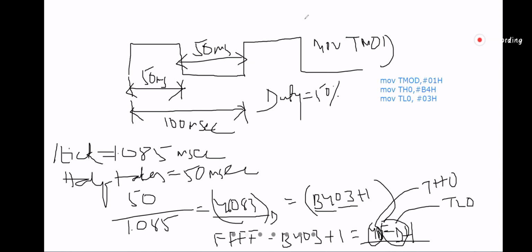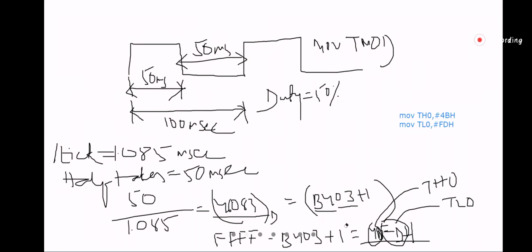There is a mistake here. Move TH0, #4BH and move TL0, #0FDH. Okay, this is not the one. There is a mistake here. Yeah, this is the right answer.